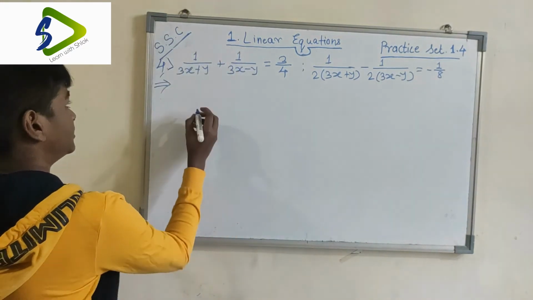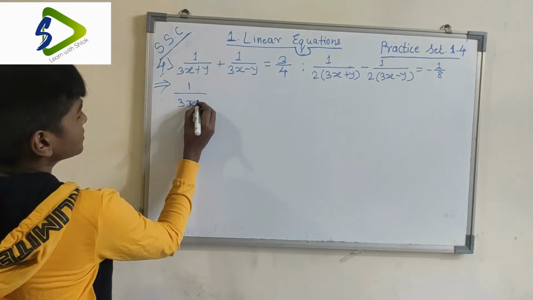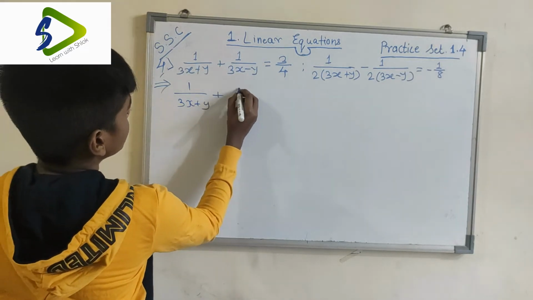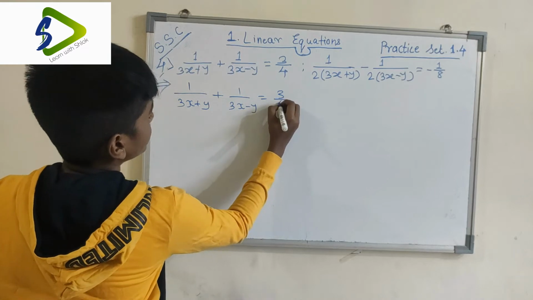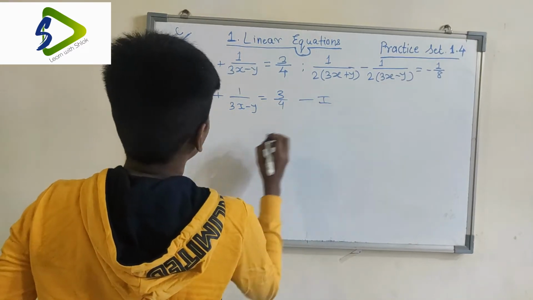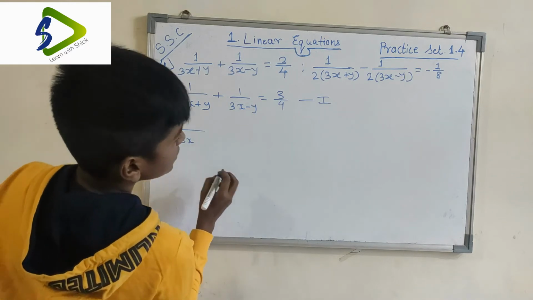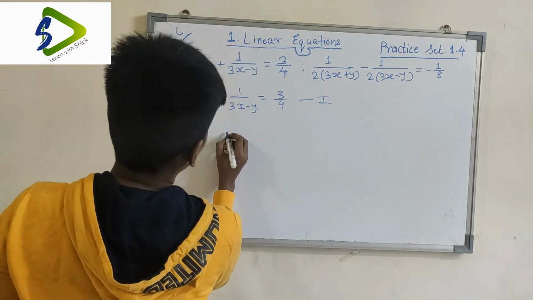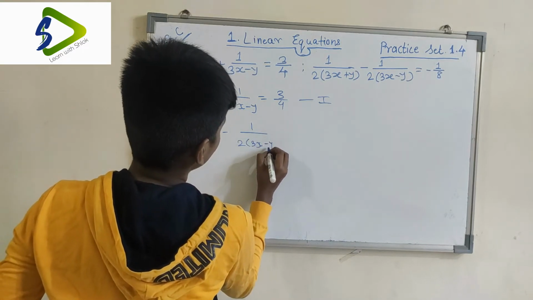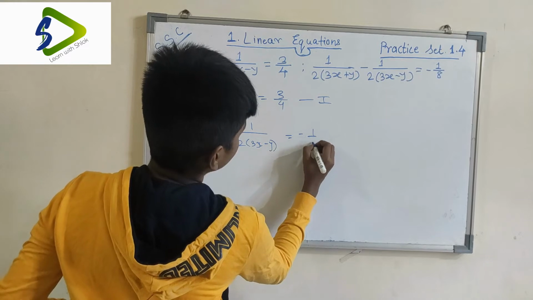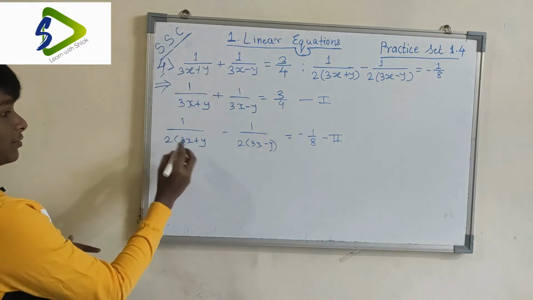minus 1 by 8. So let's write these equations down. 1 by 3x plus y plus 1 by 3x minus y is equal to 3 by 4, which is the first equation, and the second equation is 1 by 2 times 3x plus y minus 1 by 2 times 3x minus y is equal to minus 1 by 8, which is the second equation. Now what we can do is multiply this second equation by 2.